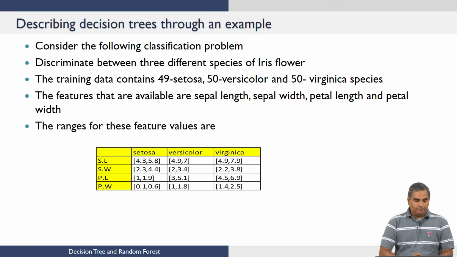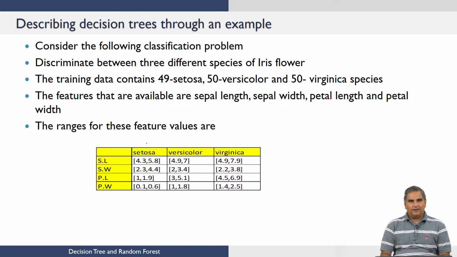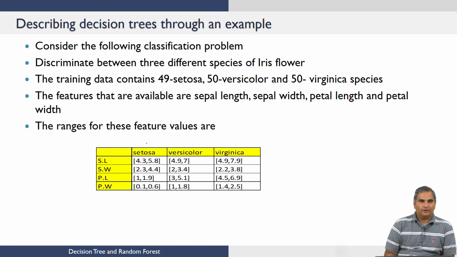Now, the ranges for these feature values are, for sepal length, if it is a Setosa flower, we notice that it is between 4.3 and 5.8. If it is versicolor, 4.9 and 7, virginica 4.9 and 7.9. This is basic inspection of data and then seeing what are the ranges of these values for each of these attributes for each of these classes. So, this is one class, this is another class, and the attributes are distributed in these ranges for this data. So, this is basic explanation of the problem that we are trying to solve.